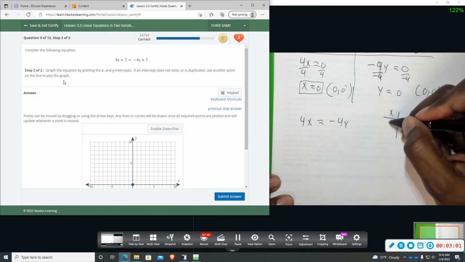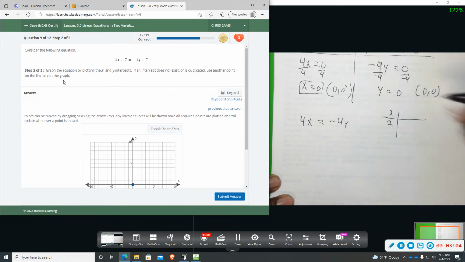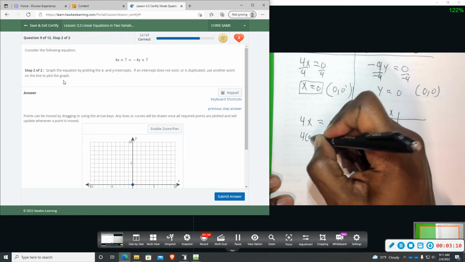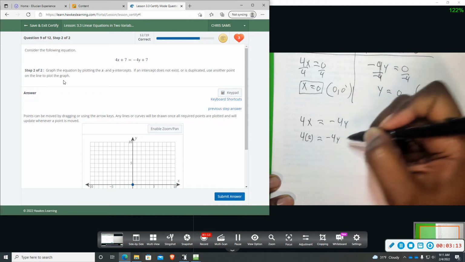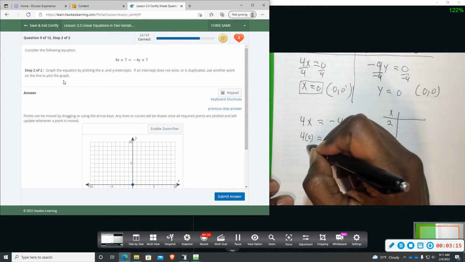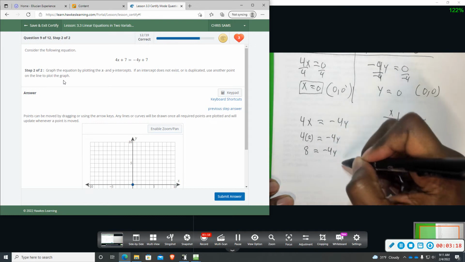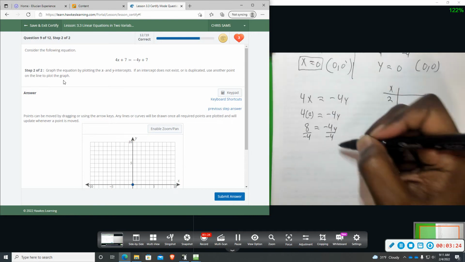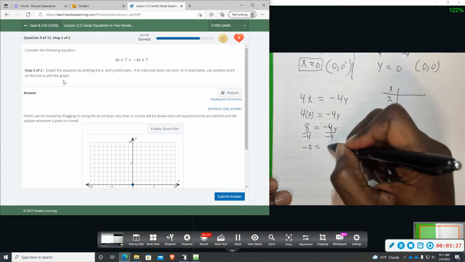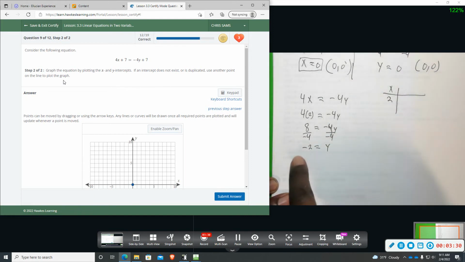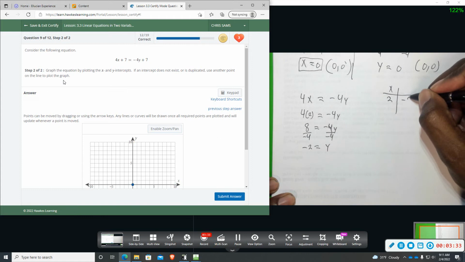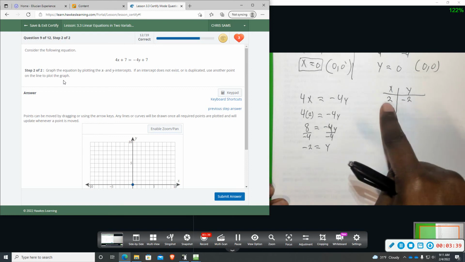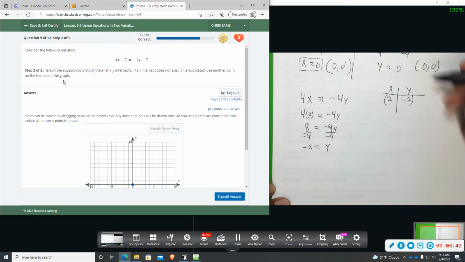So let's just say that we use 2. For example, I can use any number other than 0 because I already have 0. So I'm going to plug a 2 in for x. And then this will give us 8 equals negative 4y. And then divide by negative 4. And that will give you negative 2 equals y. So when we plugged in a positive 2 for x, we got a negative 2 for y. So this is the other point that I'm going to use to graph.